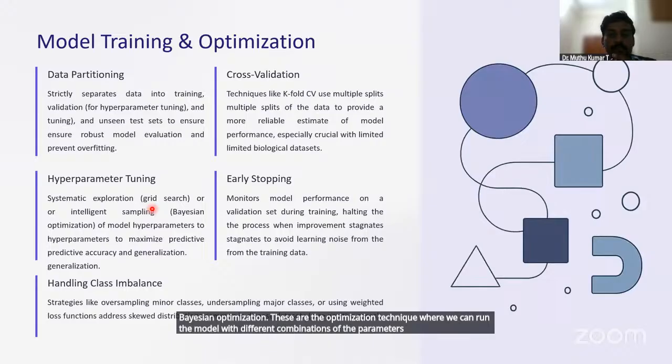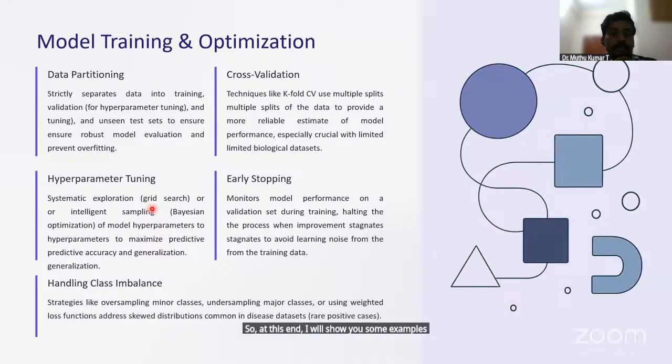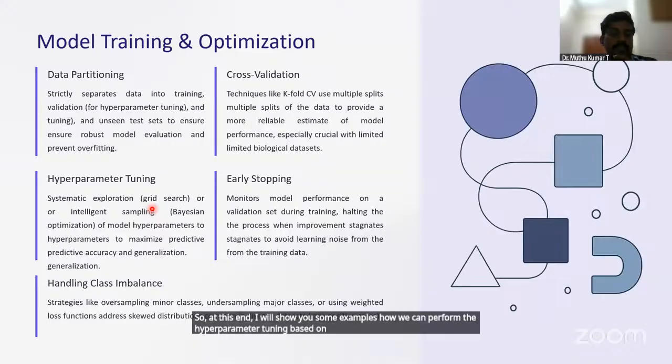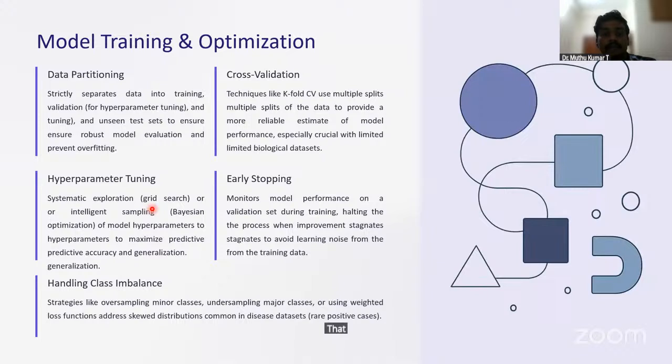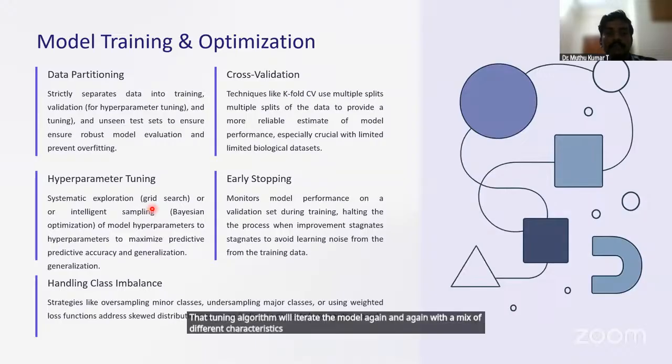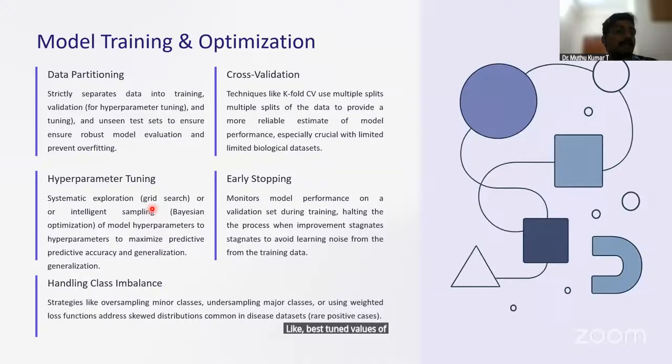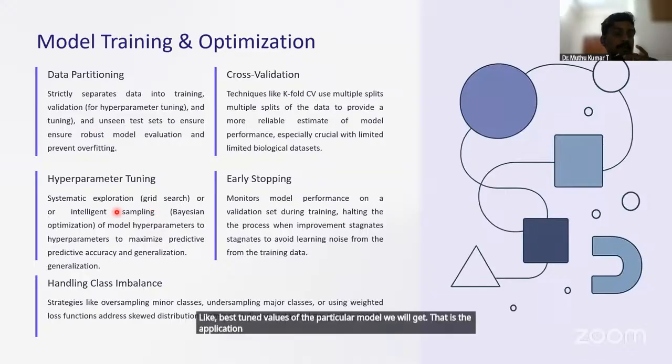At the end, I will show you some examples of how we can perform the hyperparameter tuning based on our research studies. The tuning algorithm will iterate the model again and again with a mixture of different characteristics of the model. So at the end, we get the best performing, best tuned values of the particular model. That is the application of hyperparameter tuning.